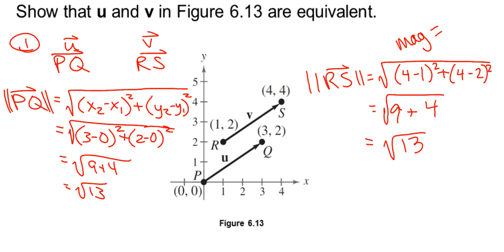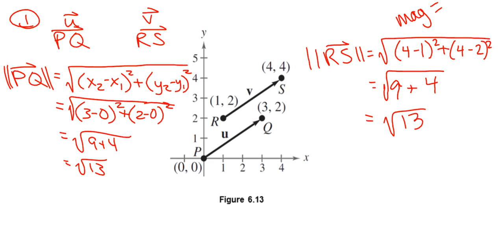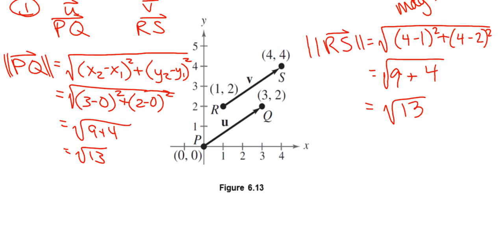And now, are we done? No. What do we have to do? Find the slope. So we have to show that they also have the same direction, and the way we're going to do that is we're going to show that they have the same slope. And so slope, how do you find slope? Isaac, just remind me of the formula first.